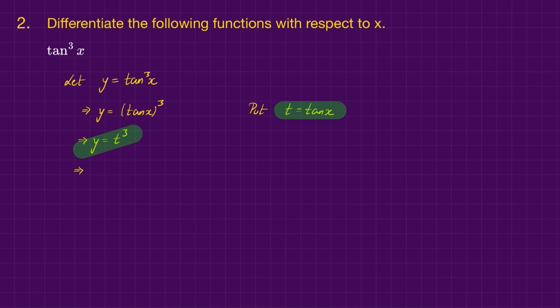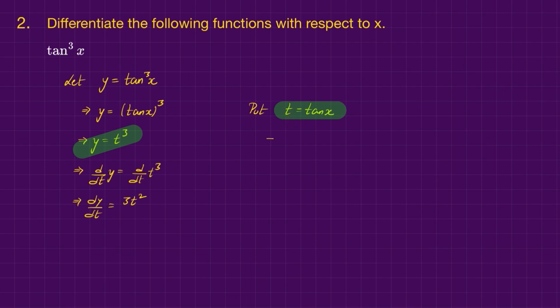Now since y is a function of t, so we will differentiate both sides with respect to t. So it will be d/dt of y equals d/dt of t cube, and this implies dy over dt equals 3t square. And here, since t is a function of x, so we will differentiate both sides with respect to x.